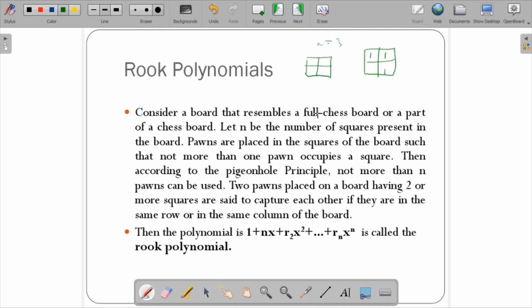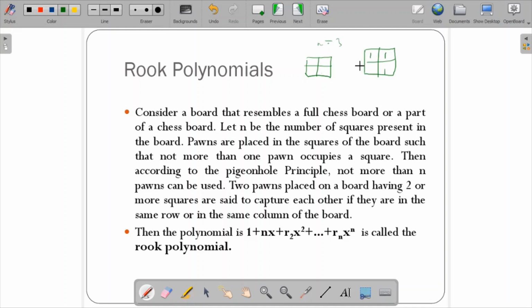Consider a board that resembles a full chessboard or a part of a chessboard. Let n be the number of squares present in the board. Whatever squares are being used, we are going to call that n. Pawns are placed in the squares of the board such that not more than one pawn occupies a square. According to the pigeonhole principle, not more than n pawns can be used. That means only one pawn can use one particular square. Two pawns placed on a board having two or more squares are said to capture each other if they are in the same row or in the same column of the board.